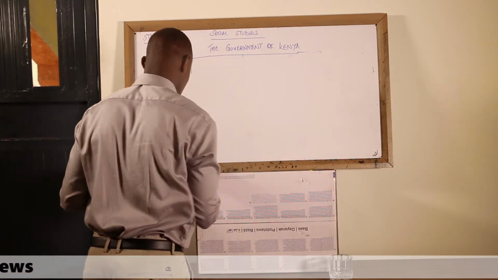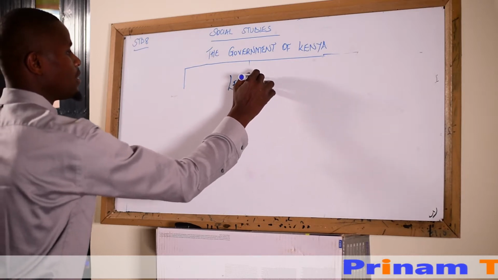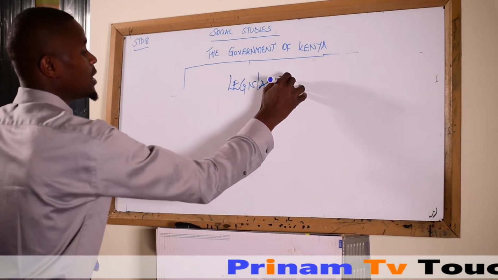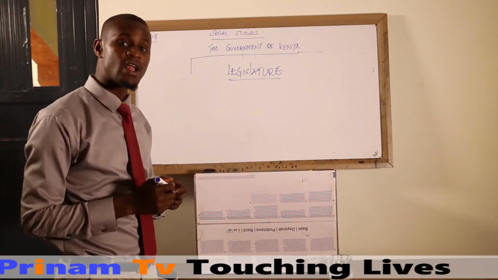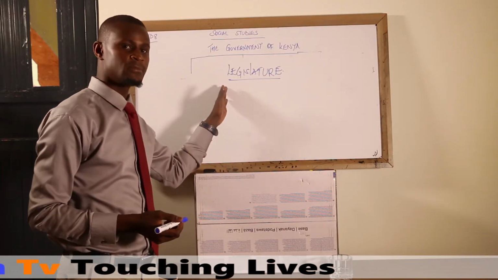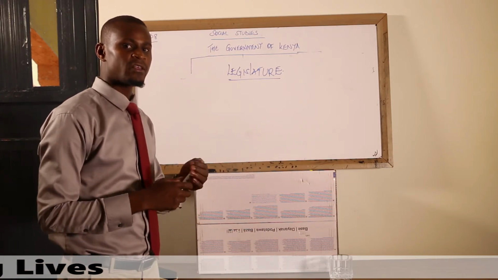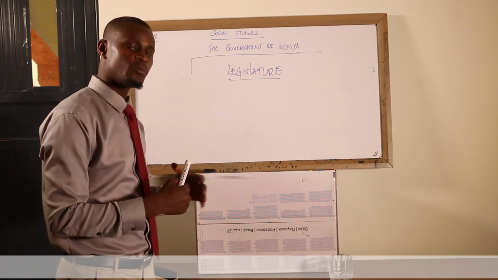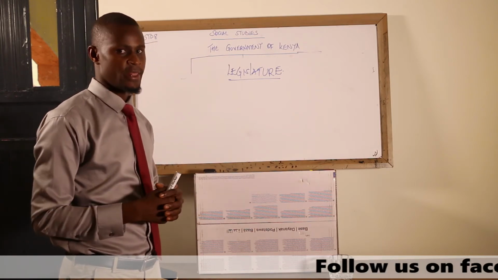I'm going to take the legislature here. In the legislature, it is also known as the parliament. And the parliament has got a composition. Who make up the parliament of Kenya?